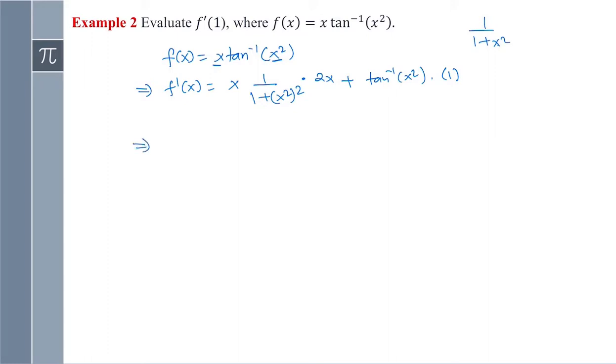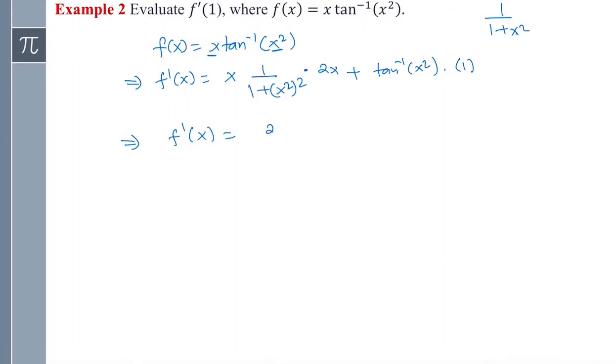So that implies f prime of x equals 2x times x, which is 2x squared, over 1 plus x to the fourth, plus the inverse tangent function of x squared. Now that's the derivative. We'll stop right there. And then our goal is to find f prime of 1. So that means for f prime of 1, we will replace x with 1.